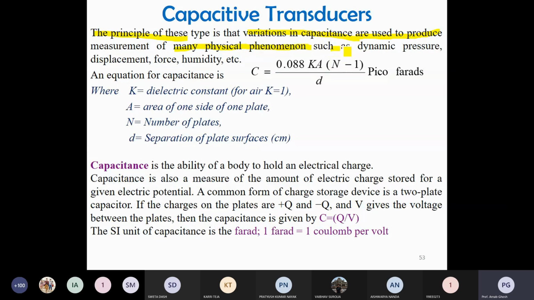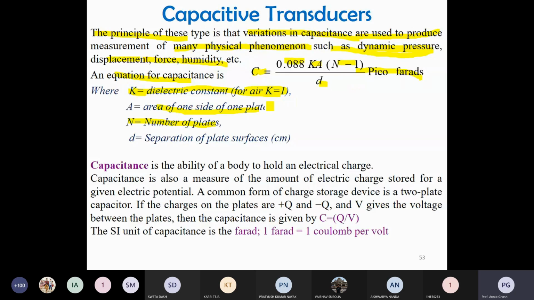force, humidity, etc. Here you can see K, the dielectric constant, for air K equals 1, and the area of the plates. You know these equations, the equations of the capacitor. It equals K, some constant that is always there, times n minus 1 times A over d, where n is the number of plates. If there are multiple plates, then what happens, compared to only one plate. The unit is in picofarads.